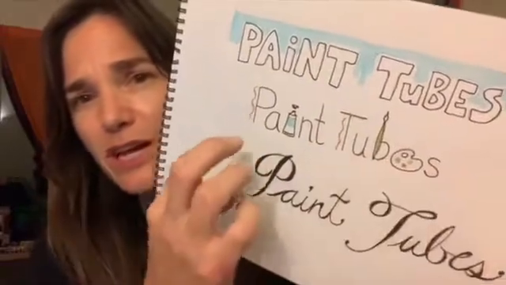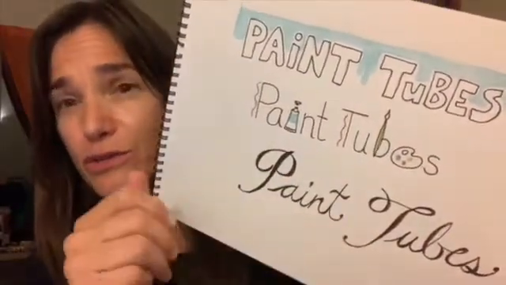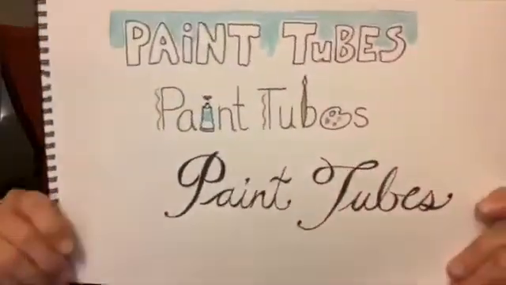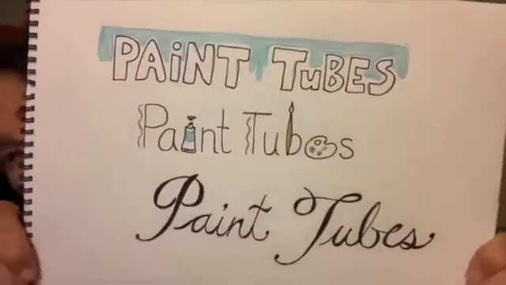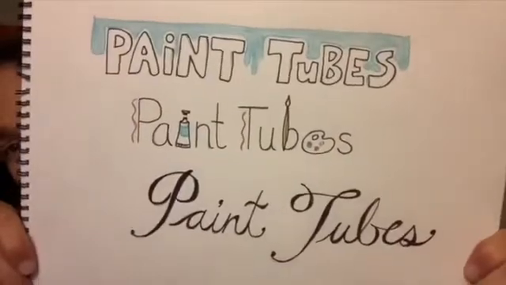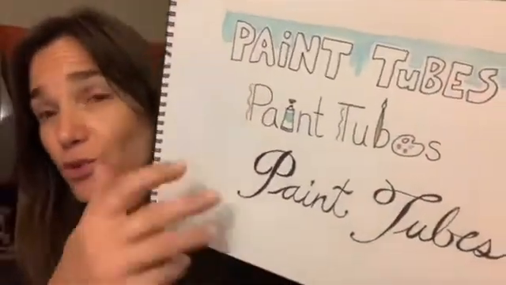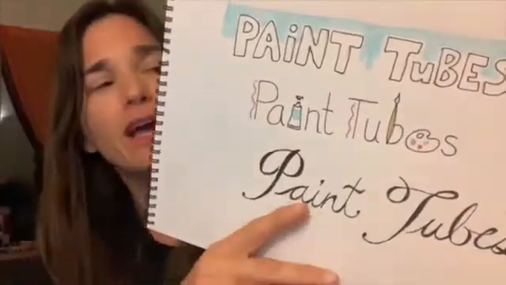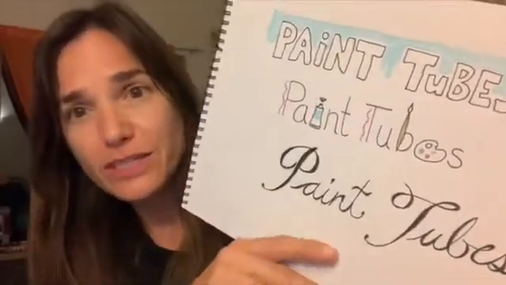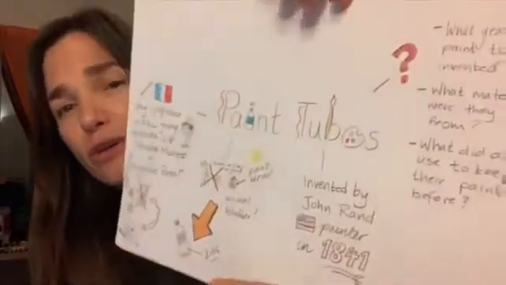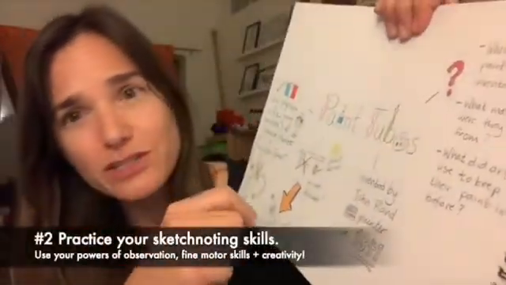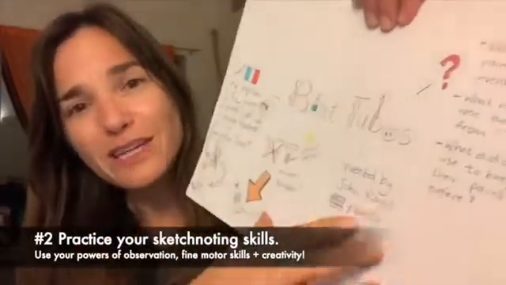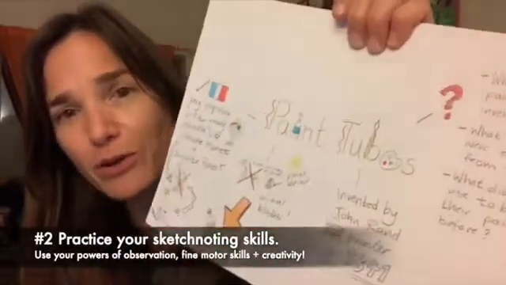So take some time and either use your observation skills and create a title in the style, either copy one of these styles or try to replicate them or come up with your own inventive way to write the words paint tubes. And then if you need to continue and improve your sketchnoting skills, you can replicate, again, improving your observation and presentation skills. Try and create a sketch note based on this, all about paint tubes.